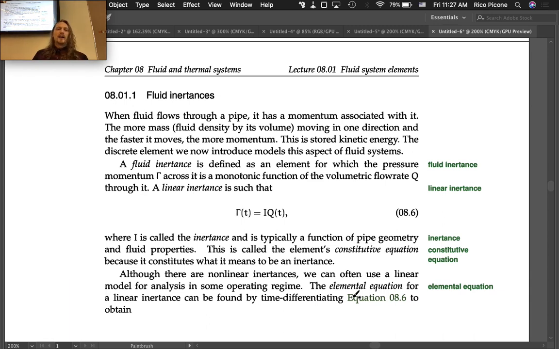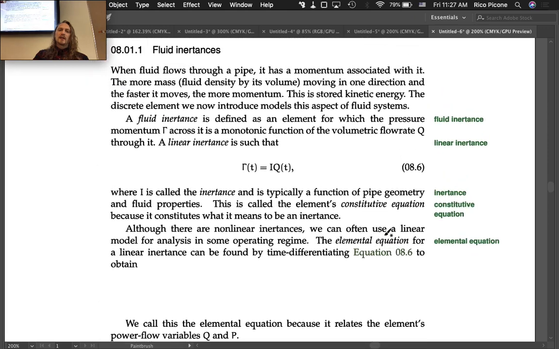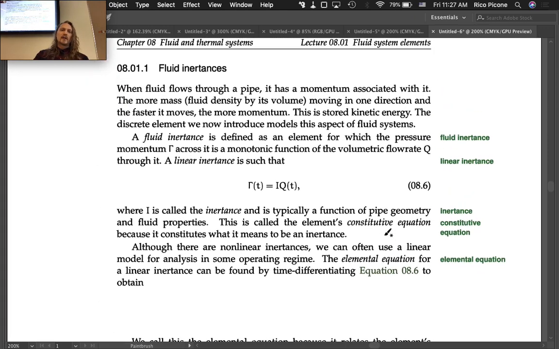Okay, so when fluid flows through a pipe, it has a momentum associated with it. The more mass, sorry, I forgot my notes, so this might be interesting. We'll see how this goes.